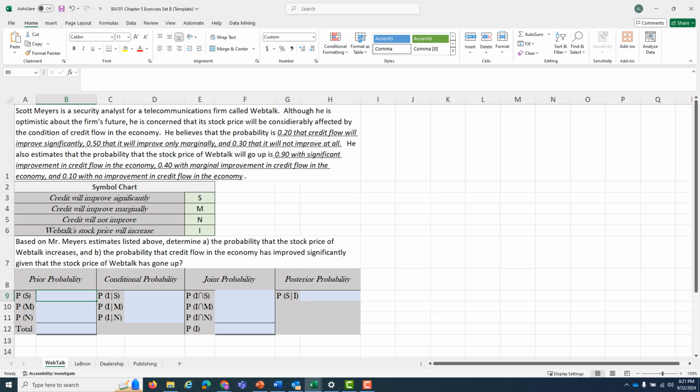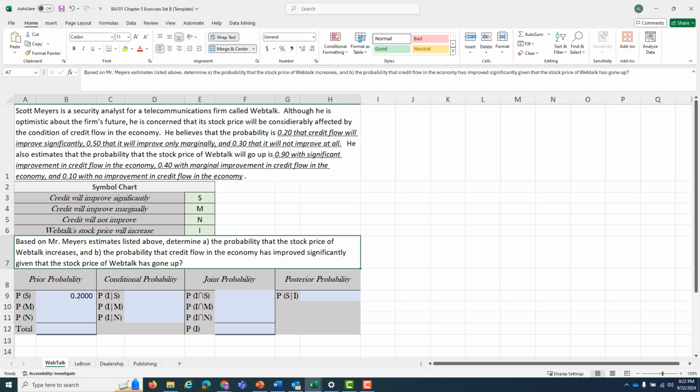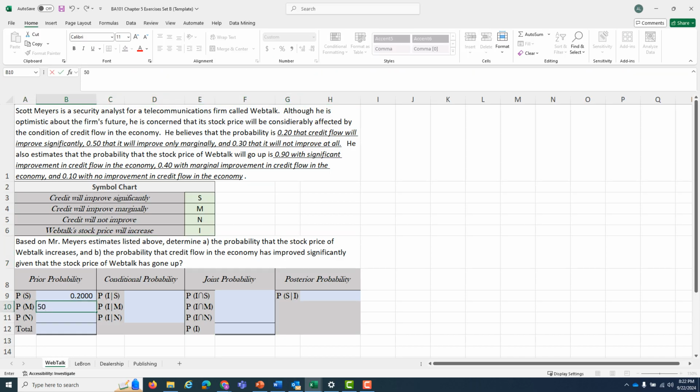And we said that the probability of a significant improvement, S, in this case was going to be 20%. The analyst is making an estimate here that the probability of only marginal improvement, the P of M, if you will, was 50%. And the probability there is no improvement at all, N, was the remaining 30%. And I say remaining because if you find the sum of these numbers up above, it's got to add up to 1. And those are the three outcomes we have.